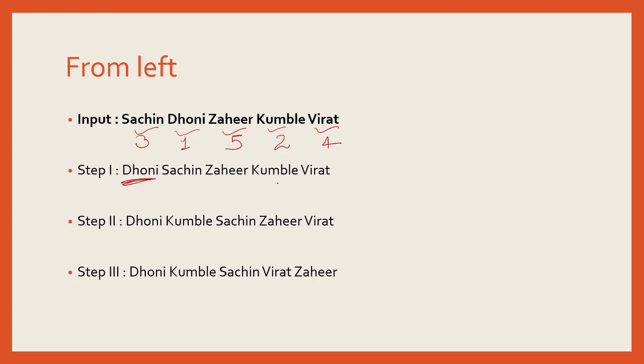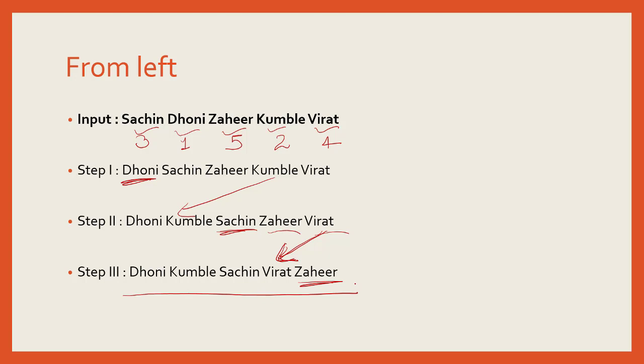In the second step, Kumble has been brought ahead. To give it an alphabetical order, then we have Sachin, Zahir, Virat. So Sachin is at the right place. Only in step 3 we will have to arrange Virat, and we'll have to bring Virat ahead of Zahir. Now our entire input string has been alphabetically arranged. So when we see words have been arranged in alphabetical order from the left side, that is the left side arrangement.